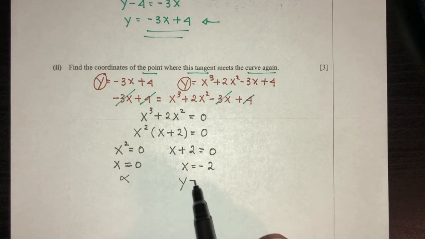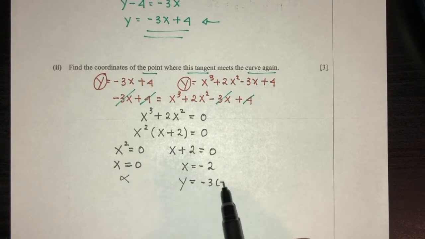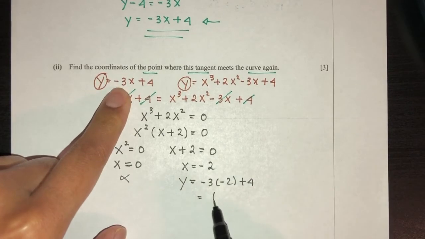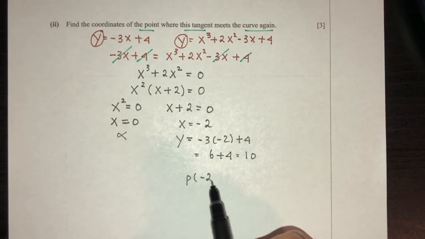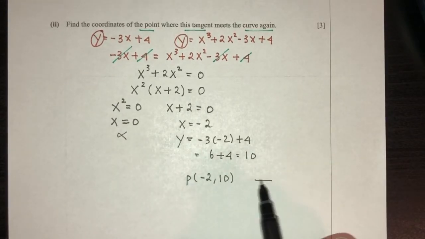Now what is the value of y? y will be minus 3 times minus 2 plus 4. Replace right here, you will have 6 plus 4, that will be 10. So the other point will be minus 2 and 10. Okay, that will be your answer for part 2 of question number 5.